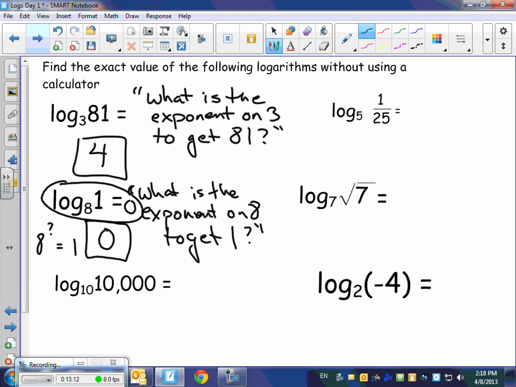Well, 8 to the first power is 8. 8 to the 0 is 1. Anything to the 0 power is 1 from our exponents unit. Okay?